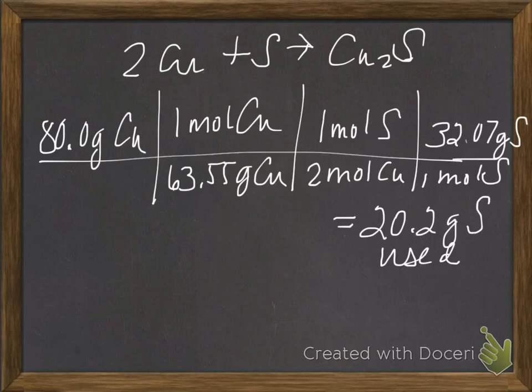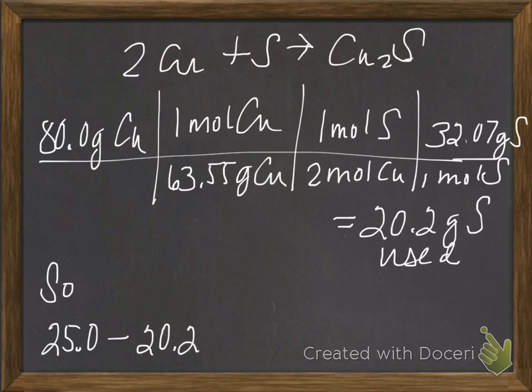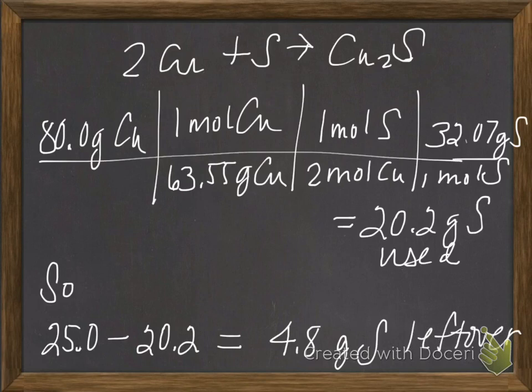Okay, so now we need to see how much would be left over. So we're going to take the original amount, 25.0, minus 20.2. And this time, since it's a subtraction problem, we're looking at decimal places, not total sig figs. So we have 1 decimal place, so our answer should be 4.8 grams of sulfur left over, or excess, however you want to put that is fine. And so that's how you do limiting reactant problems. All right?